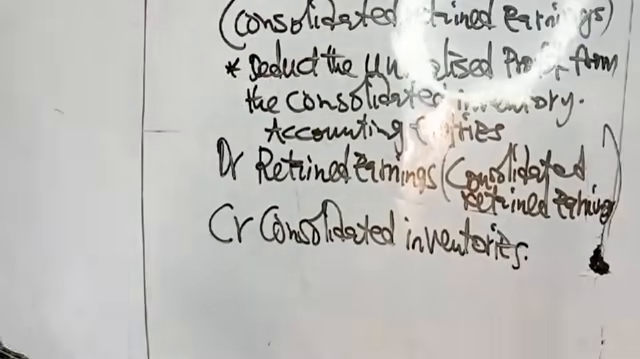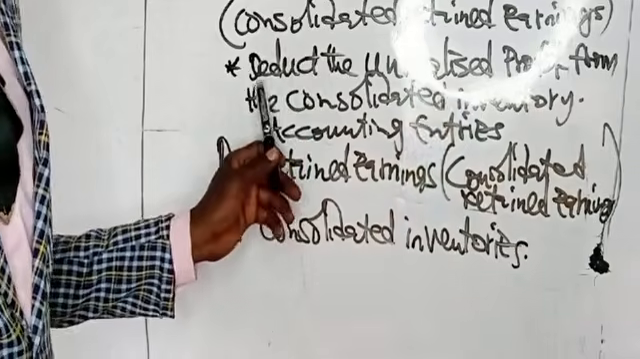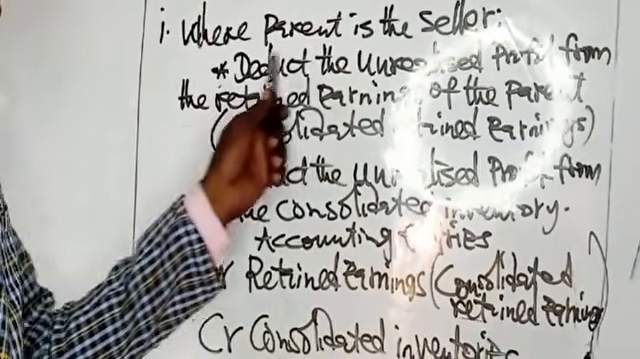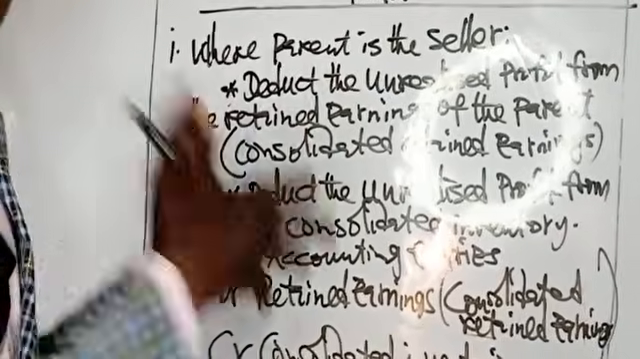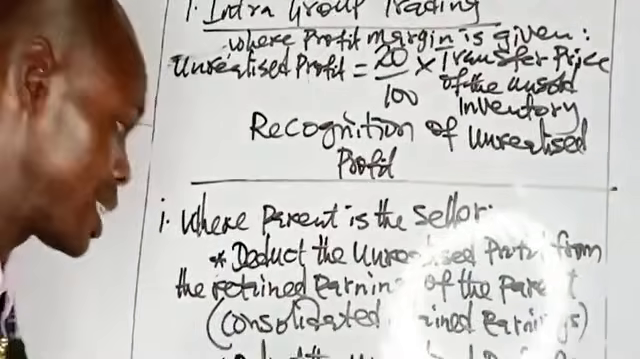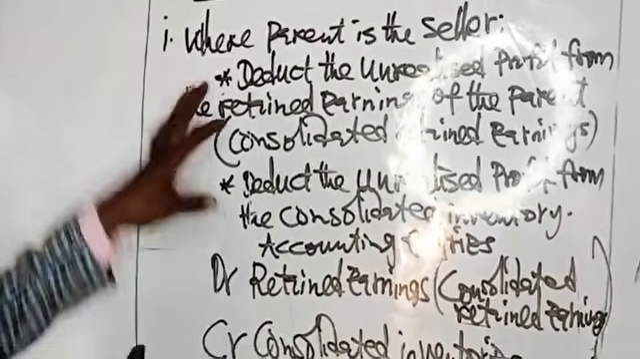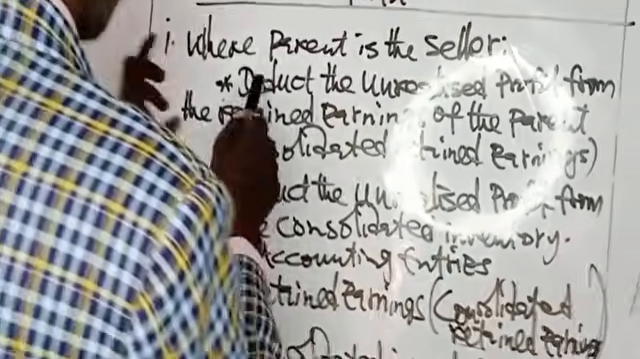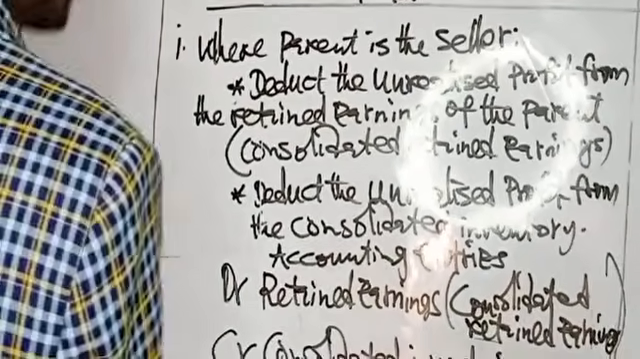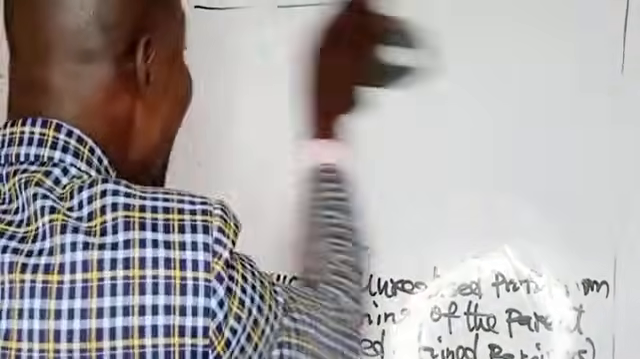So if parent is the seller, the calculation of the provision for unrealized profit will not appear in the summary of subsidiary net assets, because the summary of the net asset is the subsidiary net asset. We don't prepare the summaries of parent net asset. You don't need that. The summary of net asset you need is that of the subsidiary. So if parent is the seller, the unrealized profit will not appear in the summary of the subsidiary net asset. But where subsidiary is the seller, that means your unrealized profit will appear in the summary of subsidiary net asset.